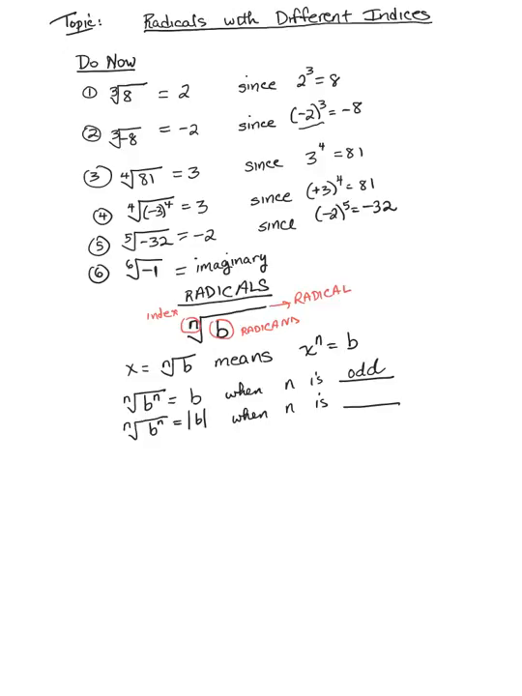But if n is even, just like in number 4, we notice that the fourth root of negative 3 to the fourth is just 3. Just like the square root of negative 9 squared is just 9. It's always understood to be the positive root when the index is even. So absolute value is needed when the index is even.